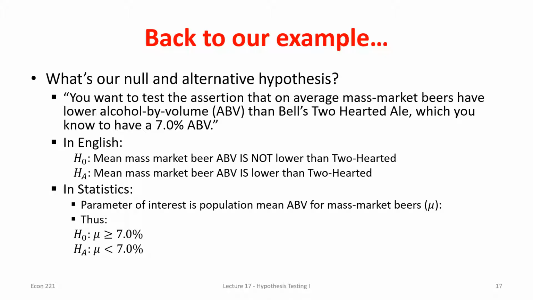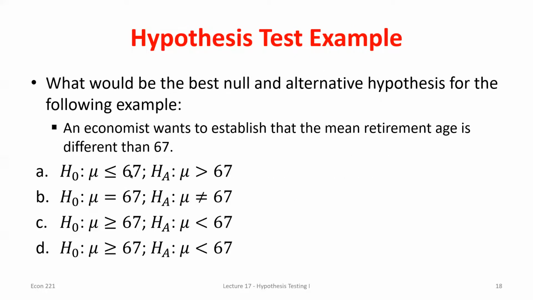If it doesn't support the null, we might reject. We still have to figure out whether it is inconsistent enough with the null, and I'll reference that later when we're working through an example. Okay? So I went through this on the slides, where we could identify the null and alternative hypotheses. We also did this for the example where I want to test whether the mean retirement age is different than 67. "Different than" should always be a clue that you're dealing with a two-sided test, and a not-equal-to sign in the alternative hypothesis. Okay.